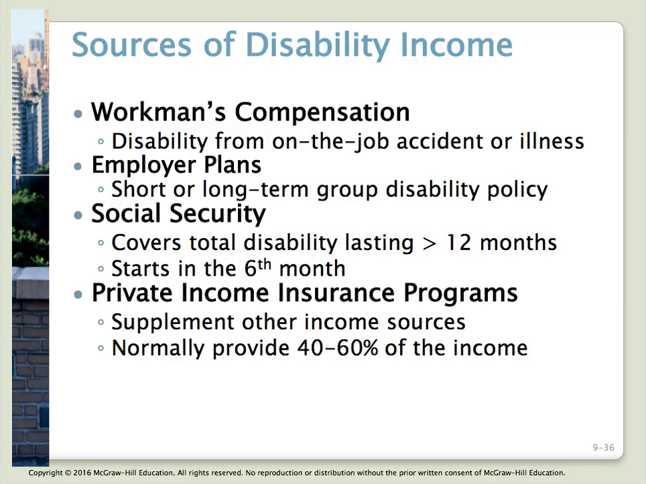And then there are private income insurance programs that you can purchase, and normally these will provide 40 to 60% of what your income is. So let's just say you make $1,000 a week, it might pay $400 to $600 of your income during the period of time that you're disabled.